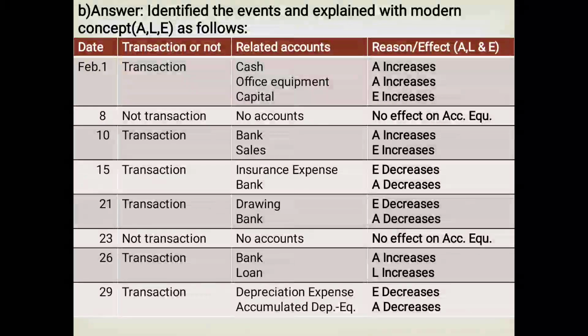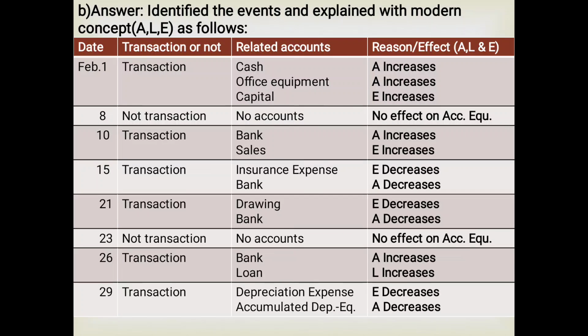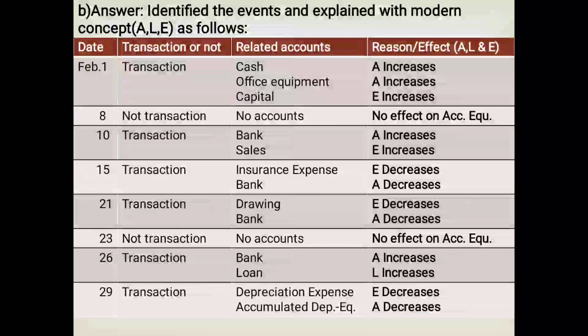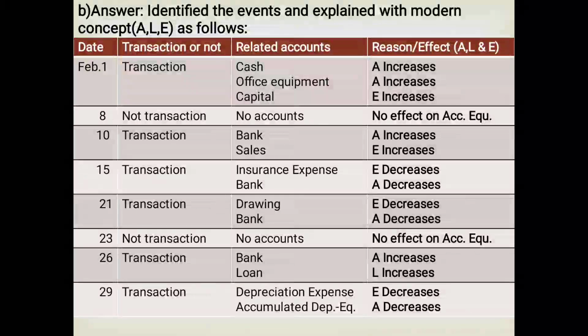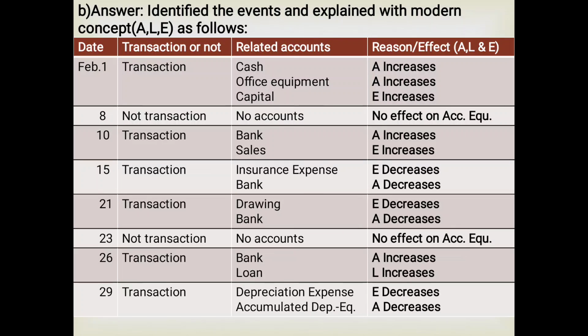February 10, this event is a transaction. It's related to accounts: bank, and another one, sales. For bank deposit or bank balance increasing, then asset increased. And for selling goods, that is sales, one kind of revenue related to equity. When revenue occurs, then equity increases. So the reason is A and E increase.